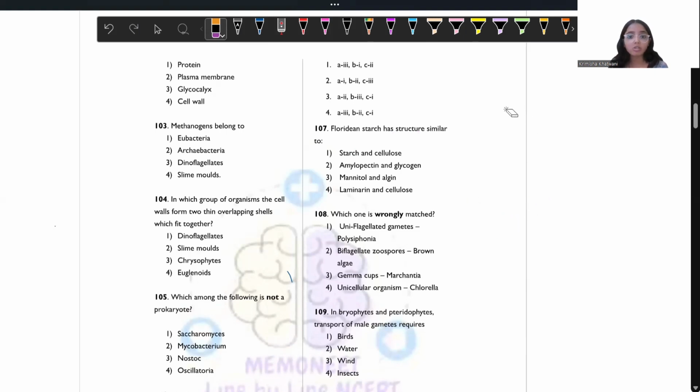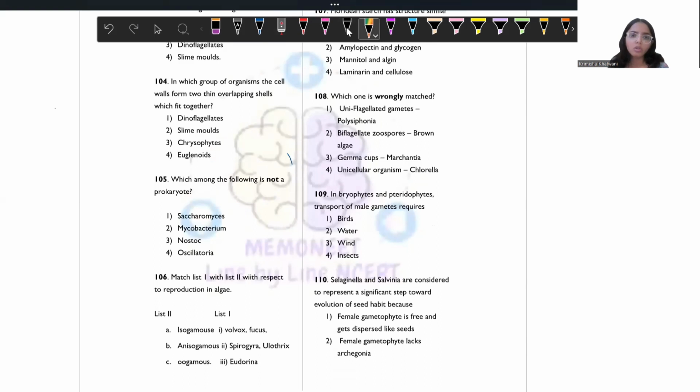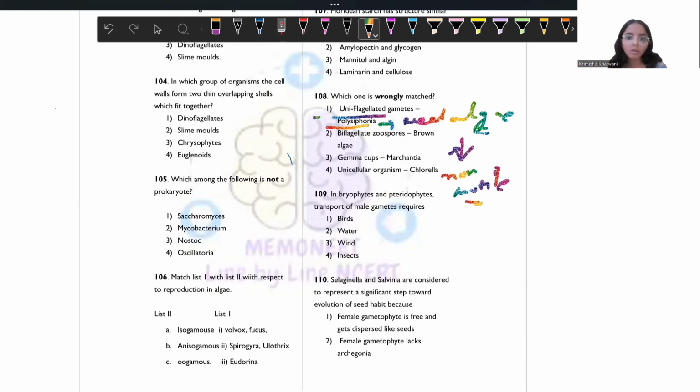Now moving on to the next question. Let us see 8. What does it say? Find the wrongly matched pair. Now, what do you think? Tell me. See, uniflagellated gametes, Polysiphonia. Come on. Polysiphonia comes under red algae, isn't it? It is having non-motile gametes which are not flagellated. So the answer to this question is option number 1 only. Now let us see other options. Brown algae is nothing but our Phaeophyceae. It has biflagellated zoospores. Yes, the zoospores in brown algae are biflagellated.